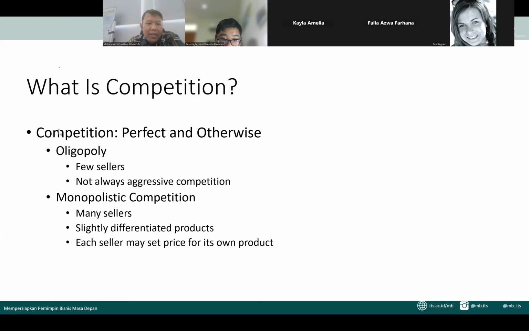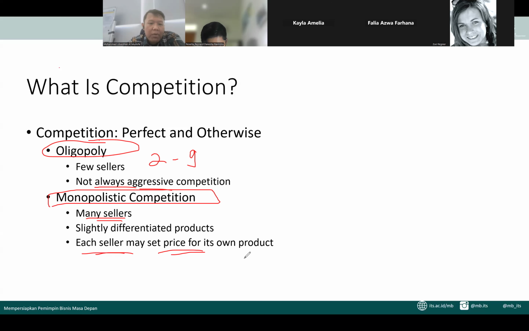So we have oligopoly. Oligopoly means few sellers, so it can be 2 until 9, and not always aggressive competition. And we have also monopolistic competition. Monopolistic means that we have many sellers selling a slightly differentiated product, almost the same, but not the same. Similar, slightly different. And each seller may set the price for its own product.